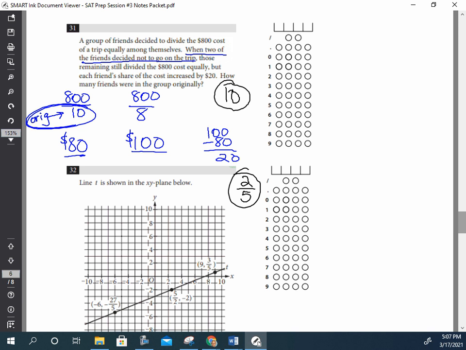Let's see, 19 on the no-calc. So let's go there.